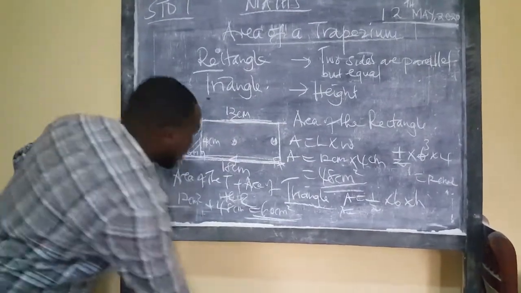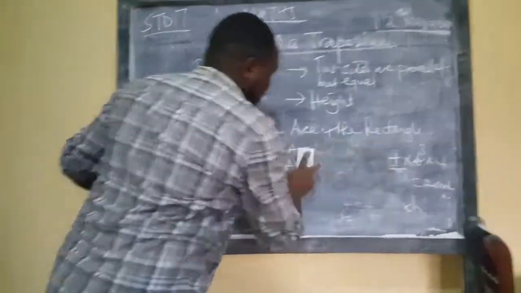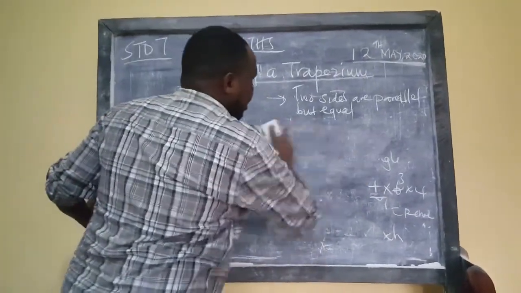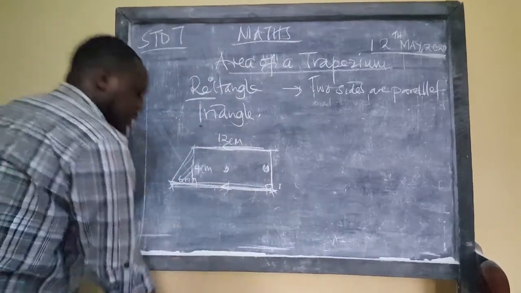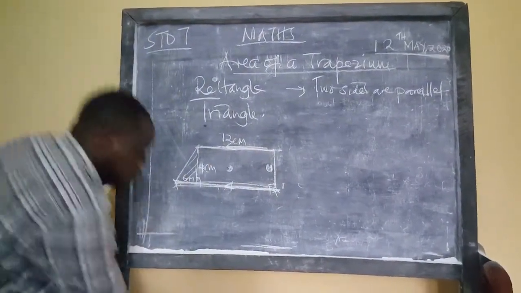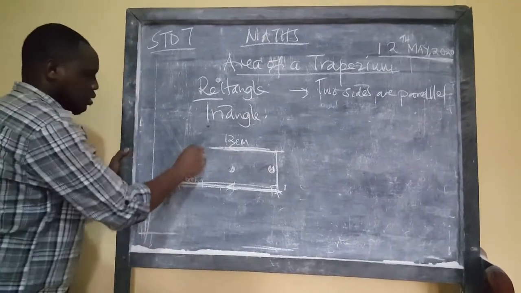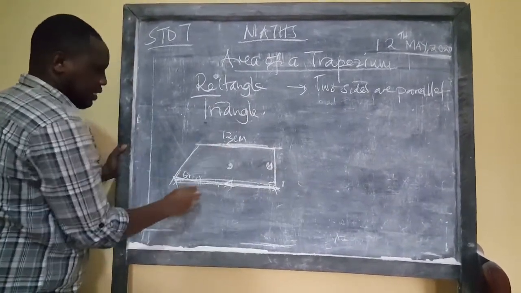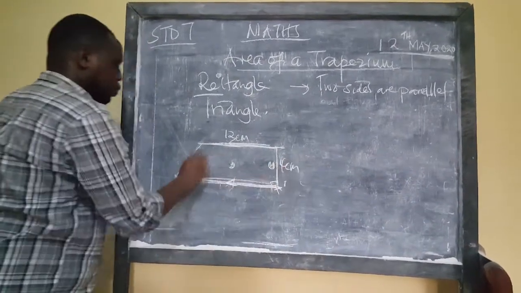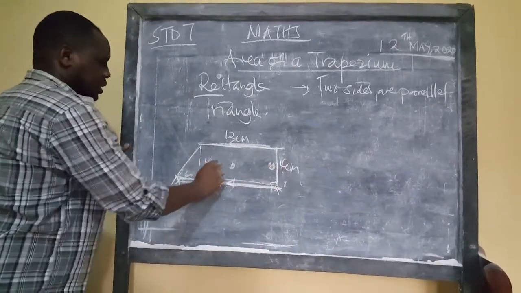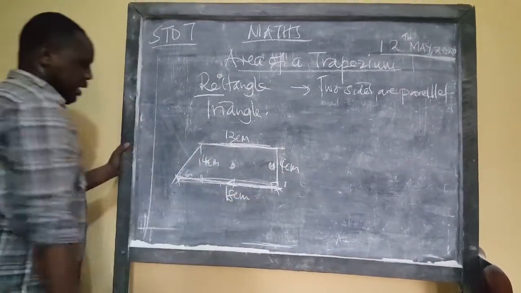So we are going to maintain our trapezium, our shape, and see how we can get the area without separating these two shapes. So we are going to have our trapezium intact as that. Then this is going to be 4 centimeters, which is the same as here, 4 centimeters. This is going to be 18 centimeters, like that.